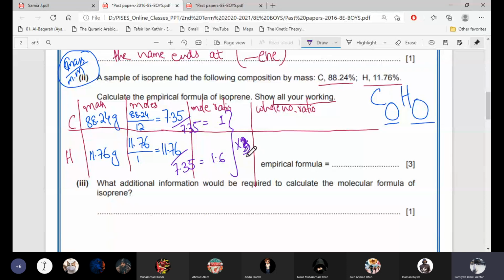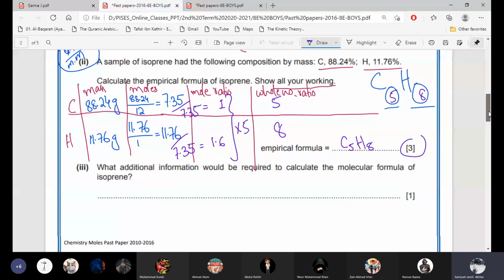If we multiply by 4, still no, ma'am, we are not getting a whole number. And if we multiply by 5? Yes, ma'am, 8. Yes, then we'll get a whole number. So carbon will be 5 and hydrogen would be 8. So C5H8. This is the empirical formula. Since this question is of 3 marks, you have to show your full working like this.